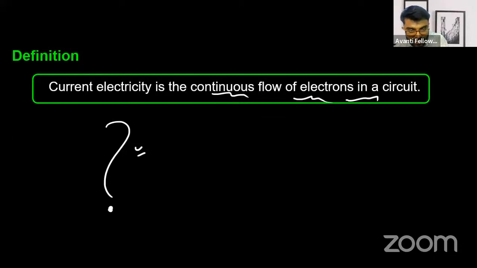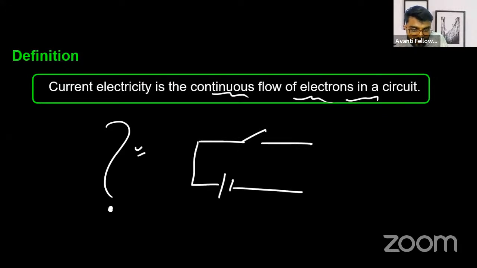Okay, let me show you a circuit here. Suppose you are having a switch and this is a battery, a simple battery, Duracell. And then I connect a bulb here. This is some bulb here. When I connect the switch, plus to minus, the current flows.